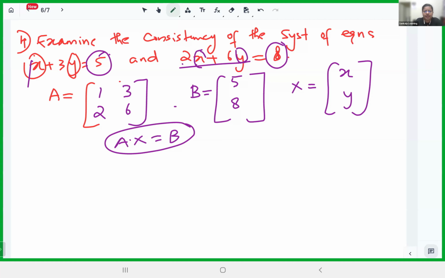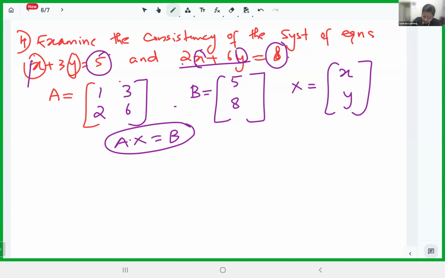And if determinant A is equal to 0, then there are two possibilities. Either it has no solution or it can have infinitely many solutions. It can have no solution if adjoint of A into B is not equal to 0. When will it have infinitely many solutions? If adjoint of A into B is equal to 0. All right, so that is a rule that you have to consider here.